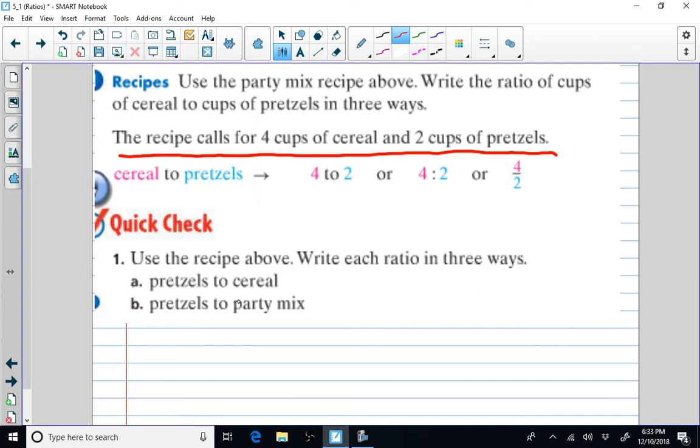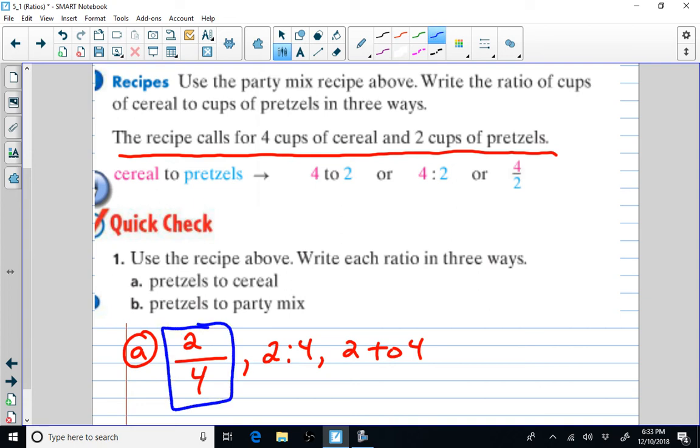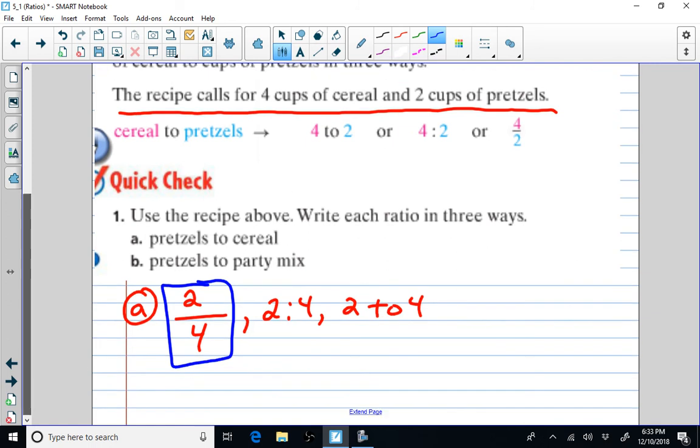So if I want to write the ratio of pretzels to cereal for problem A, pretzels, there are 2 cups. Cereal, there are 4 cups. So I would start by writing the ratio 2 to 4. I could write that 2:4, 2 to 4, or I can write it as 2 over 4. That's the three different ways we could write the ratio. For us, in sixth grade, we are going to write our ratios for the most part as fractions.